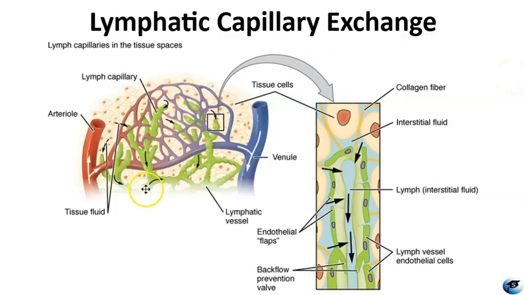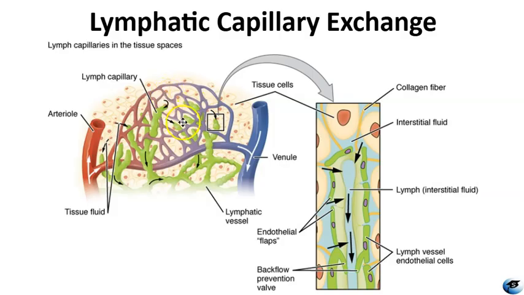So in this diagram, we can see an arteriole delivering blood into a capillary bed where fluid filters out into the surrounding tissue. This fluid, now called interstitial fluid, bathes the tissue cells, delivering oxygen and nutrients. Not all of the fluid is reabsorbed by the venules, and the remaining fluid still surrounding the tissue is taken up by the lymph capillaries shown here.